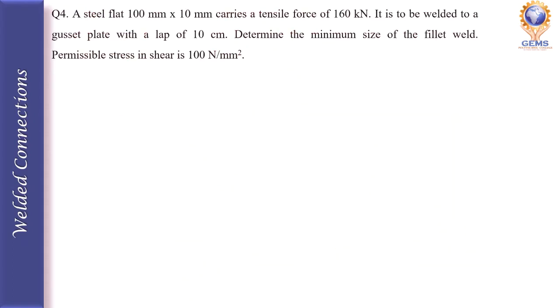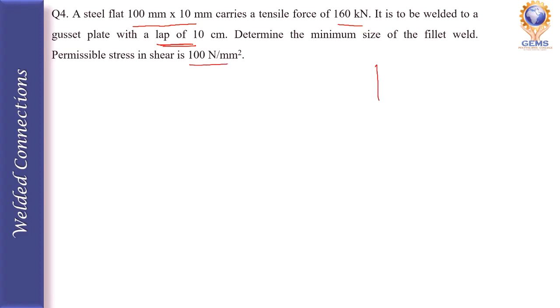So let's move to the fourth question. A steel flat 100 mm by 10 mm carries a tensile force of 160 kilonewton. It is to be welded to a gusset plate with a lap of 10 centimeter. Determine the minimum size of the fillet weld. The permissible stress in shear is 100 Newton per mm square.